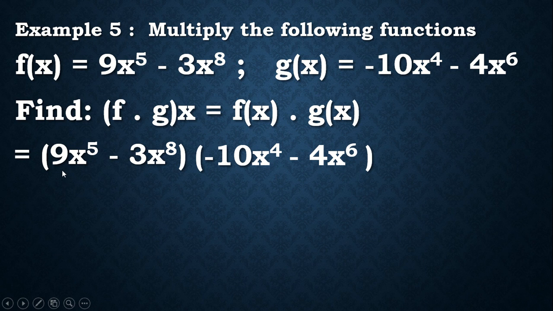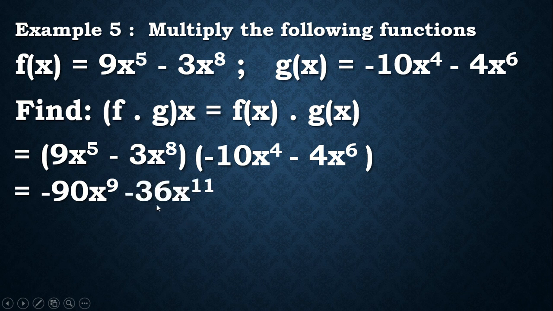And then we have to multiply this 9x to the fifth by negative 10x to the fourth. 9 times 10, 90. Positive times negative, negative. So we have negative 90x to the 9. Why? You have to add the exponent. 5 plus 4, that is 9. And then 9x to the fifth will be multiplied by negative 4x to the 6. 9 times 4, 36. Positive times negative, that is negative. So we have negative 36x to the 11. You have to add their exponent, which is 5 plus 6, that is 11.